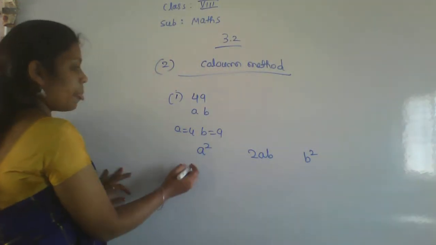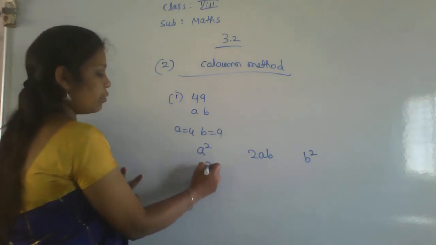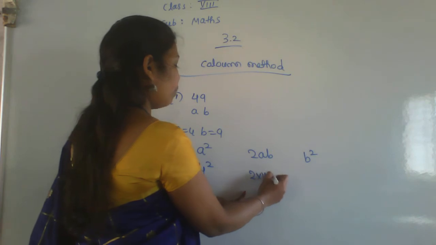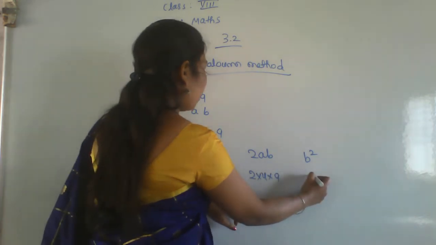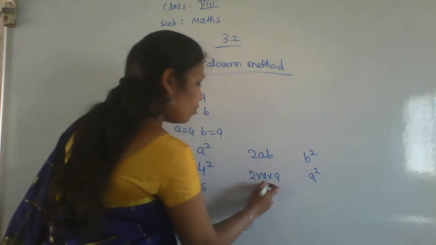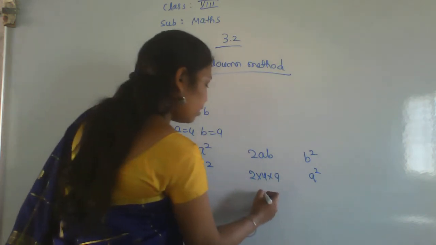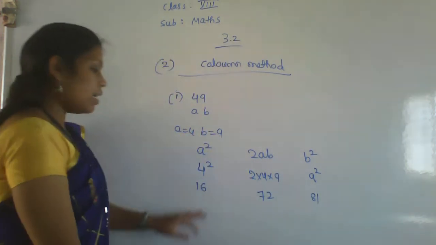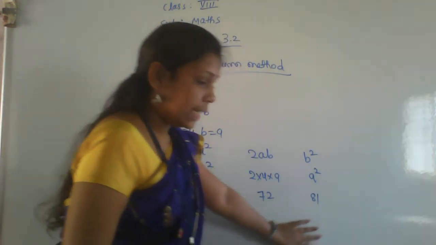Okay, see here. A square means 4 square. B, 2 into A is what? 4. B is 9, so B square is 9 square. So it is 16, and here 2 into 4 into 9, 8 nines are 72, and here 81. Okay, 16, 72, 81 is there.